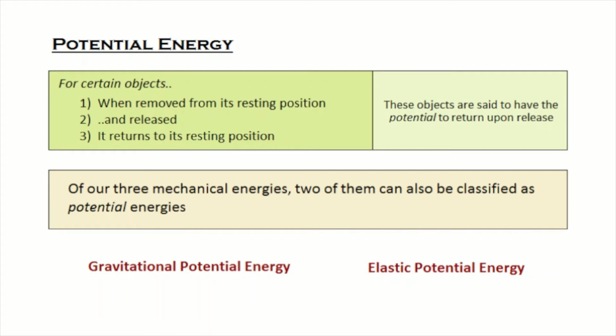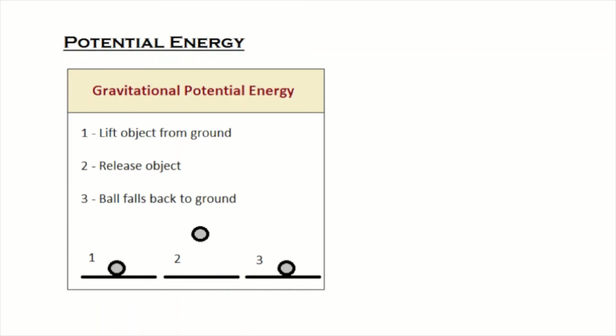Let me give you some examples. Starting with gravitational potential energy, we're looking at a ball at rest on the ground at position 1. That's where it wants to be at rest. We have grabbed the object and pulled it upwards at moment 2. When we release it at moment 2, it has the potential to fall back down in moment 3 on its own. We don't have to throw it or push it downwards. So we would say that the object has a potential energy at moment 2 because it will return to its resting location on its own.